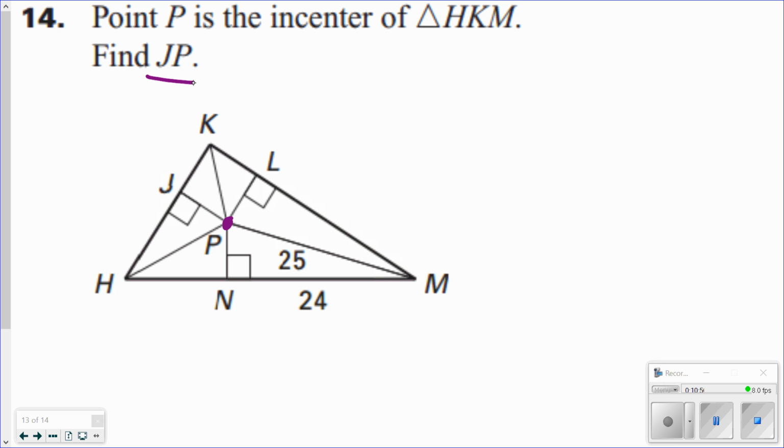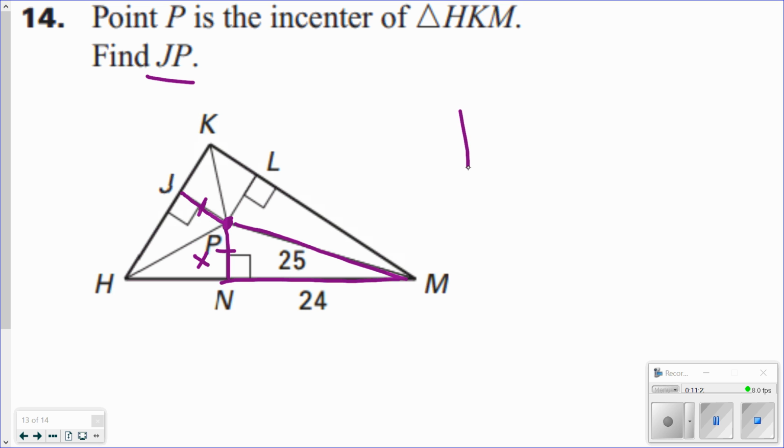All right. So I see that this segment here is 24. I see that this segment here is 25. I'm looking for this segment right here, JP. Well, I know that JP and PN are congruent. They're going to be the same length. So I'm actually going to work with NP for right now, because if I look at what I highlighted in purple, I have a right triangle.